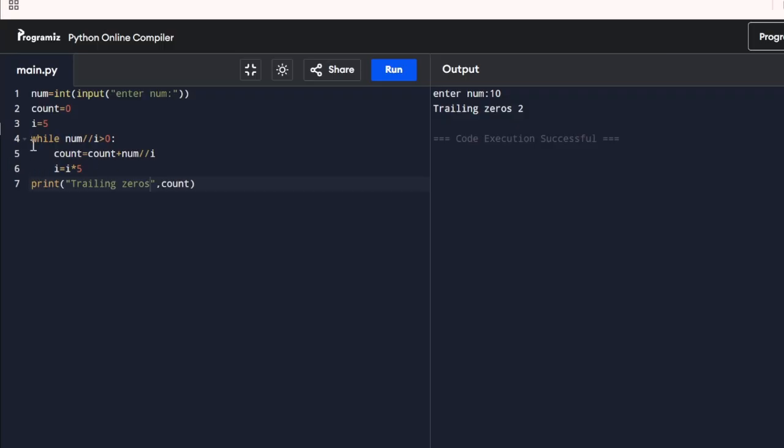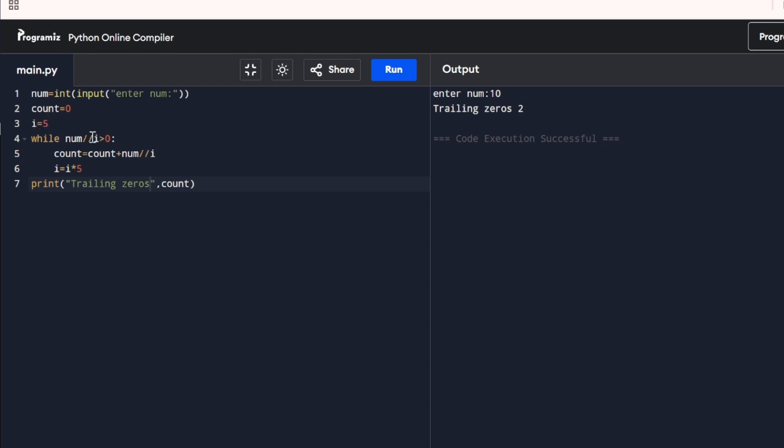In the next line, the fifth line, we have count = count + num // i. This means count will contain the value of this expression. Count is currently 0, and num // i is 20. So 0 plus 20, count stores 20. Coming to the next line, we have i = i * 5. What is i here? Firstly, i is 5, so 5 times 5 is 25.